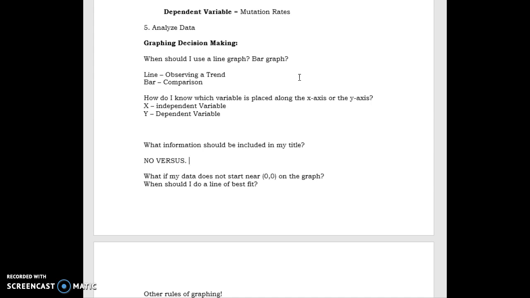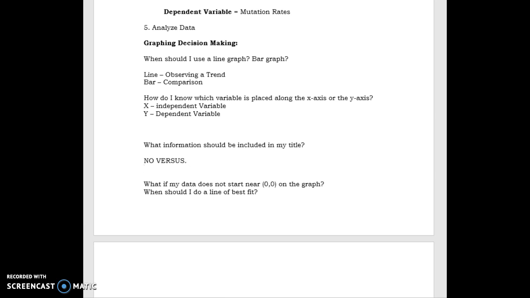The x or horizontal line on the graph will be the independent variable. The y-axis will be the dependent variable. So that goes back into understanding what controls what. What information should be in my title? Never "versus." You're not going to do anything like "this versus that." Do not put it in there. You will lose points immediately.